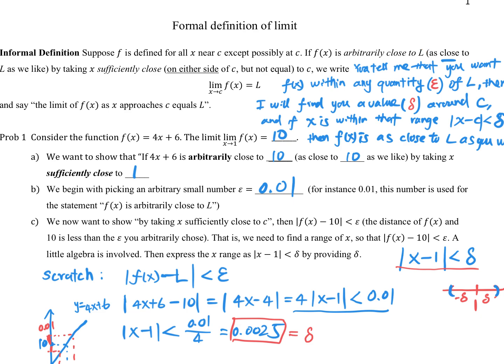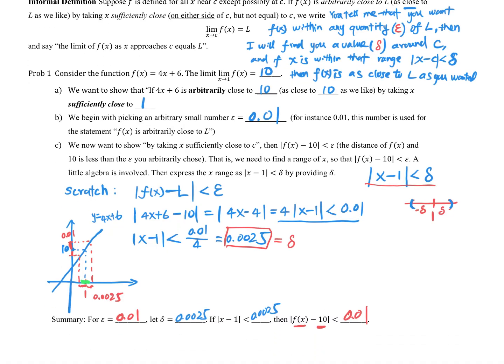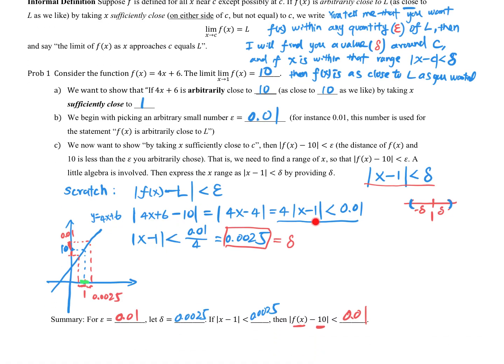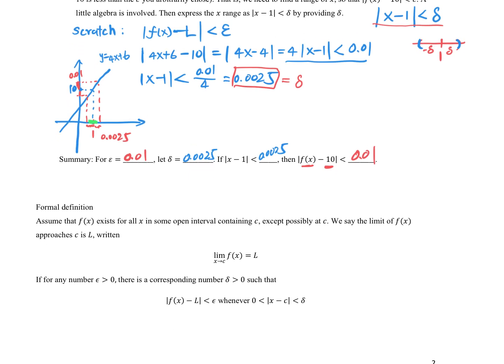So of course you say, okay, this is just 0.01. What about if you take some other number? Yeah, I can always make that happen. I just need to do another algebra, just like how I did here. So, well, then how do we make this formal?